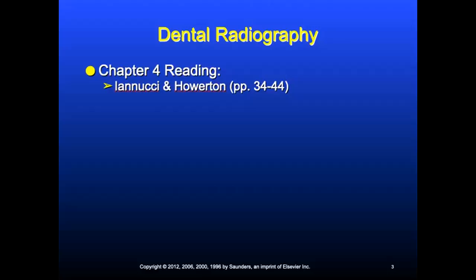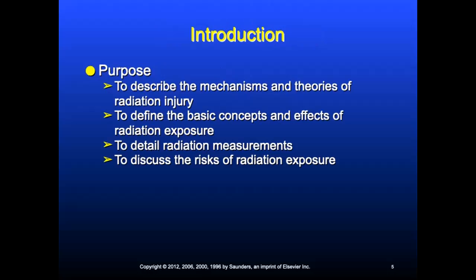Okay, and then we're going to outline these things for radiation biology, which are injury, effects, measurements, and risks. So the purpose of this chapter is to describe the mechanisms and theories of radiation injury. So a lot of the stuff in this chapter can be a little scary. So I want you to understand that in dentistry, we actually use very small or very low levels of radiation. But you'll need to define the basic concepts and the effects of radiation exposure. And then you'll need to detail the radiation measurements, and we'll also discuss the risks of radiation exposure.